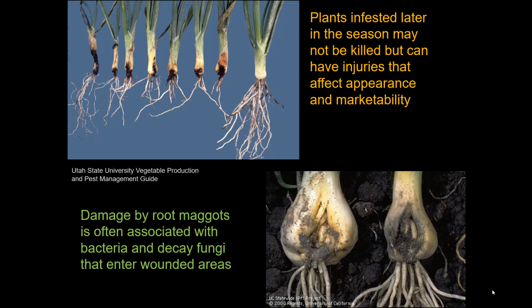Later in the season, the plants are a little more developed. They may not kill the plant, but they may damage the plant by making a wound in the side. And if you get a damaged spot like that, that can be a market defect, but it also can be an entry court, a wound that allows certain pathogens to move in, certain decay fungi or bacteria. So that's another issue with onion maggot.